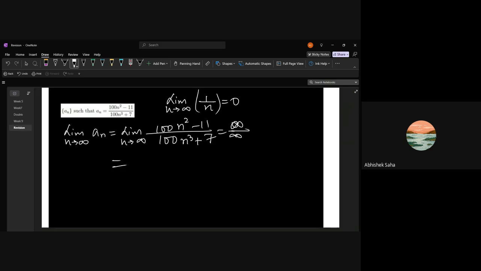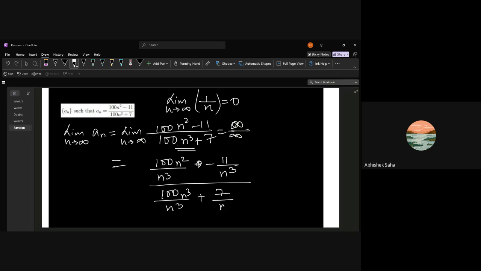So I will divide the whole equation, because here I can't get 0 in the numerator, right? I will divide the whole equation by the highest power we have. So here the highest power is n cube. I will divide the numerator and the denominator with n cube. So 100 n square upon n cube, minus 11 upon n cube, and in the denominator 100 n cube upon n cube plus 7 upon n cube.